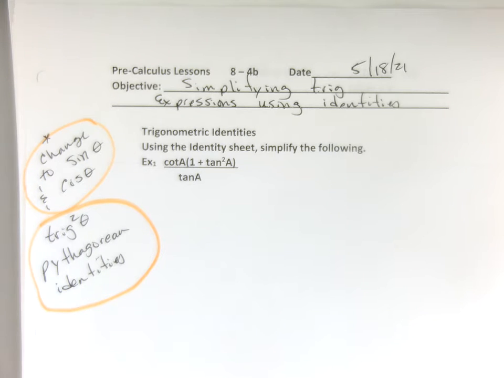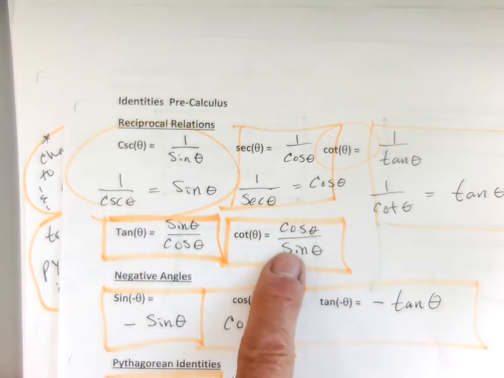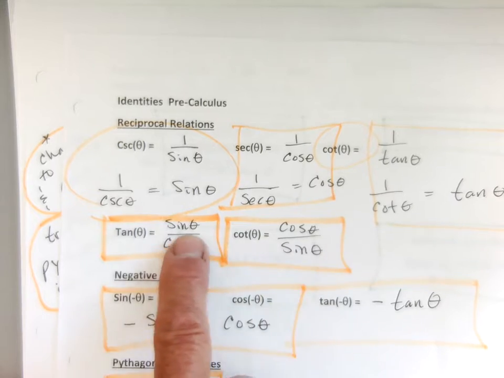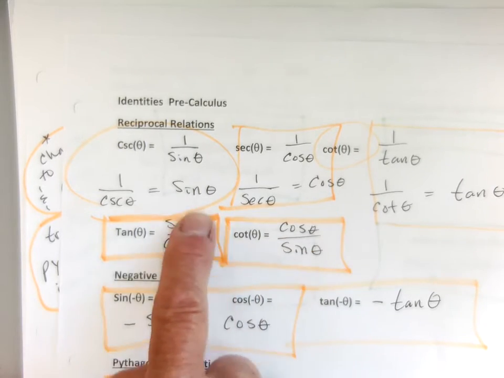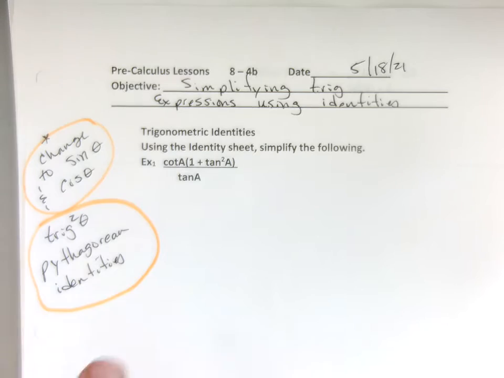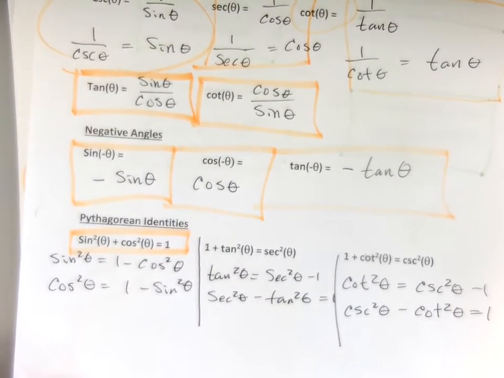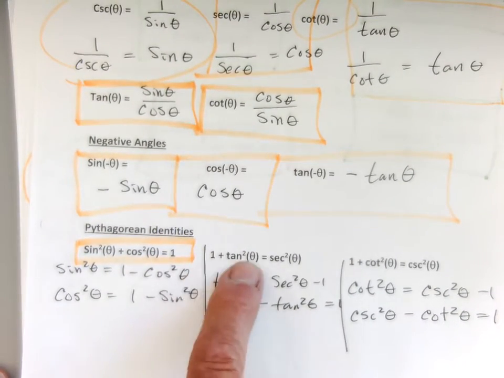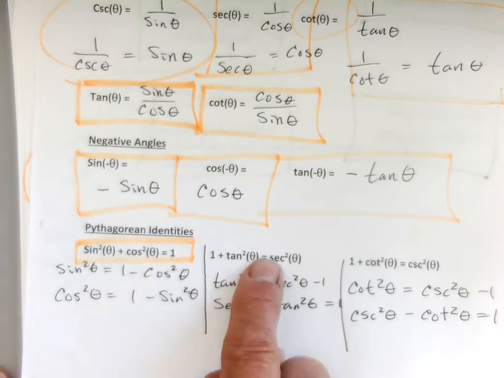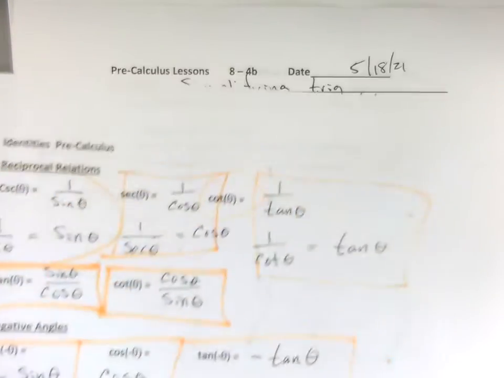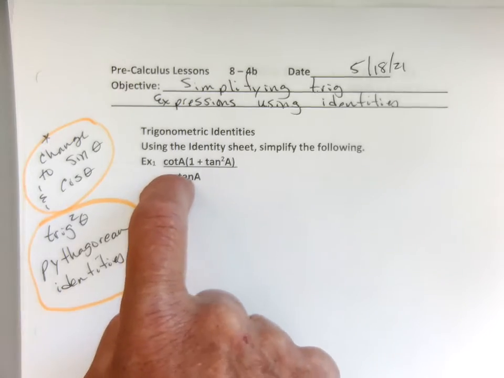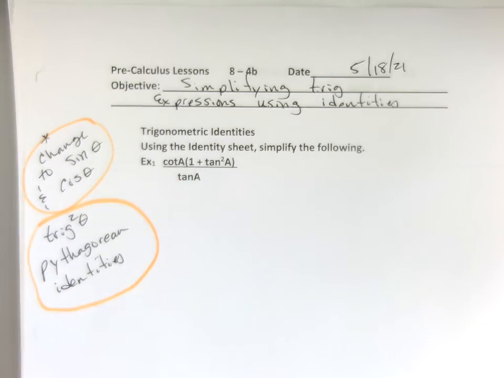So if I take a look at number one, I've got cotangent and tangent. Sines and cosines, right? See that? And I've got a 1 plus tangent squared, so if I've got a squared term, I'm going to look at my Pythagorean identities, and 1 plus tangent squared is an identity, isn't it? Okay, so let's see if I can take what I have here and rewrite it and see if this makes any difference, okay?